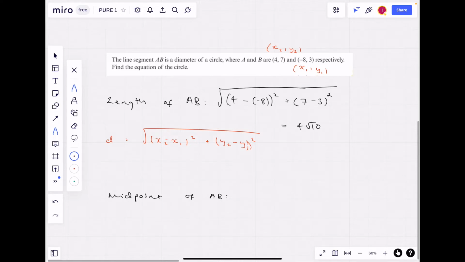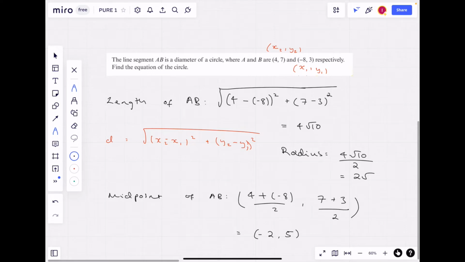Okay, to work out the midpoint, you're going to do (4 plus minus 8) over 2 and (7 plus 3) over 2, which gives you (minus 2, 5). Now the length of AB is the diameter. So what's the radius going to be? It's going to be half of that. So 4 root 10 over 2, which is 2 root 10.